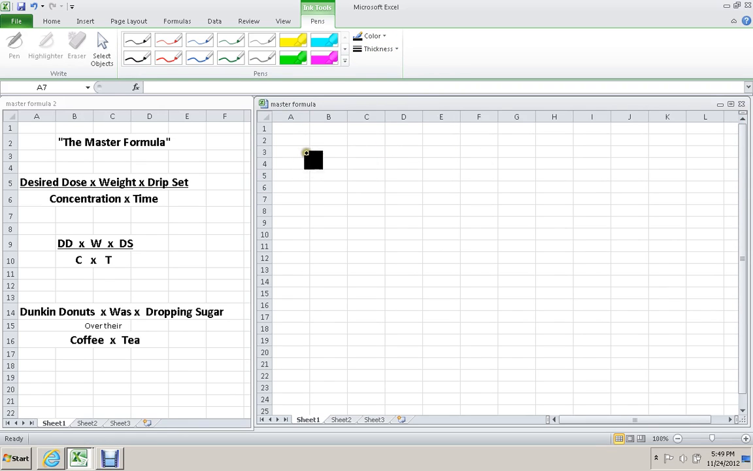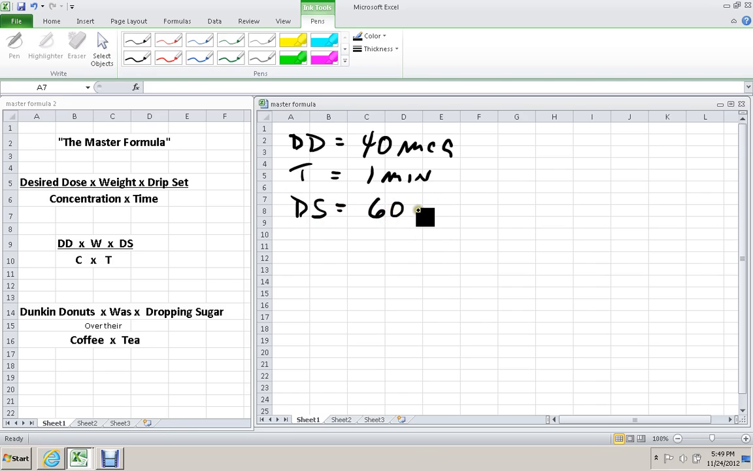so the desired dose in this case is equal to 40 micrograms. The time we're talking is 1 minute. The drop set is equal to 60. We're using microdrip tubing here in this case. And the concentration is equal to 30 milligrams per 100 mLs.